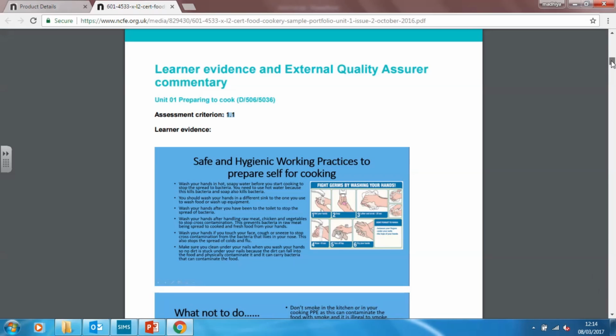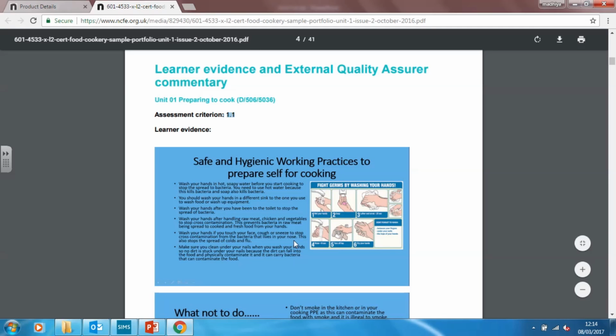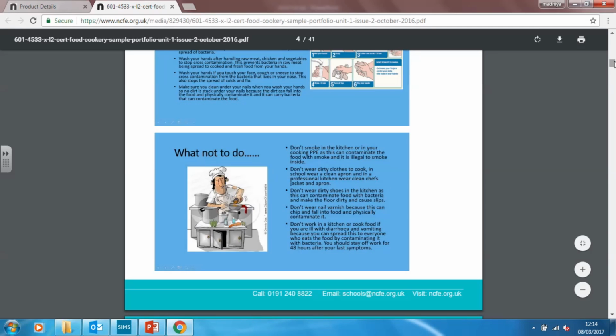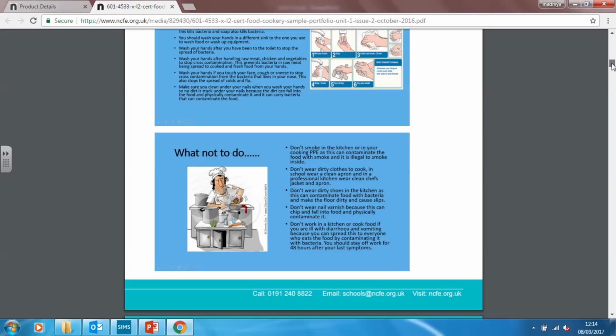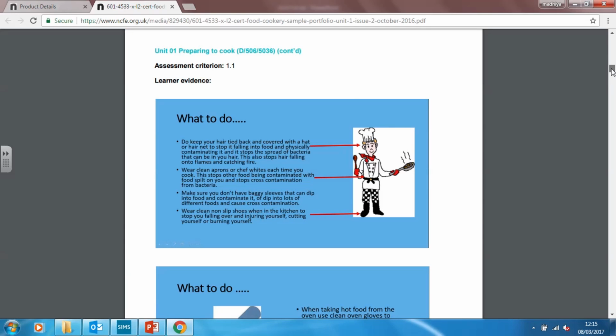This is just one slide on washing your hands. This is just one slide on what not to do in a cooking environment. Don't smoke, don't wear dirty clothes, don't wear dirty shoes, don't wear nail varnish, don't work in the kitchen or cook food if you're ill. They've written the bacteria, they've mentioned how many hours. It needs to be detailed. It doesn't have to be a table, you can set it out however you want. It doesn't have to be in PowerPoint, but this is just a bit of an idea.